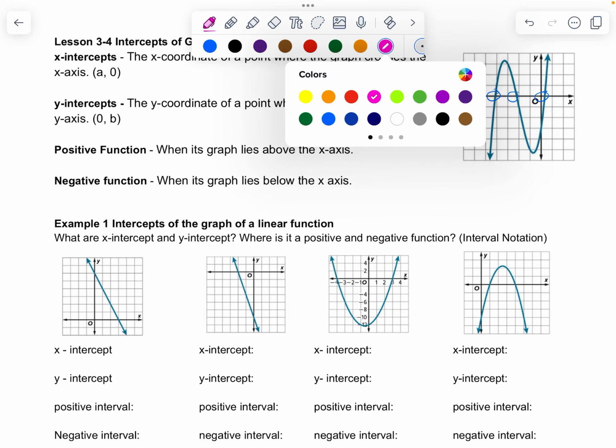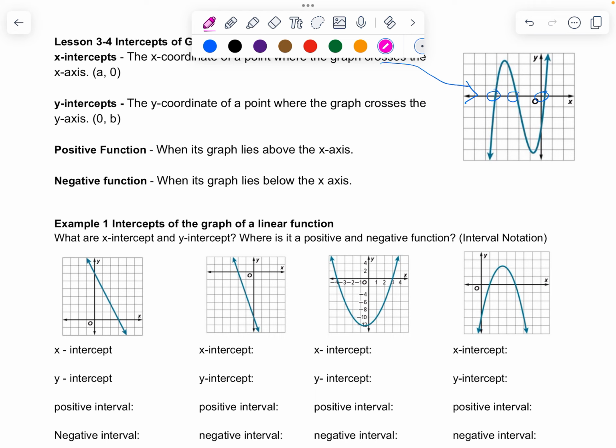Now if I'm talking about my y-intercept, it's this point right here.